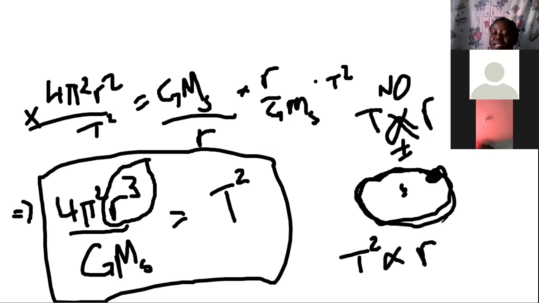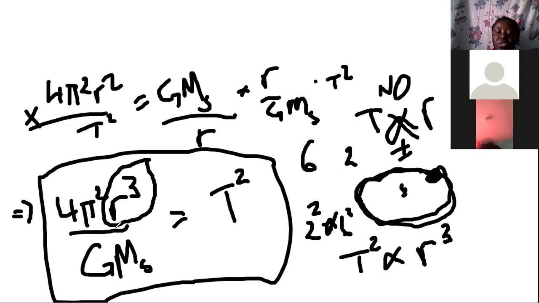the distance cubed. So if I take this and I say the distance is 6 and it takes 2 seconds, then 2 squared is proportional to 6 cubed. So by increasing that once, whatever value you get, either decreasing or increasing, it's proportional to that one. That is what Kepler's third law is saying.